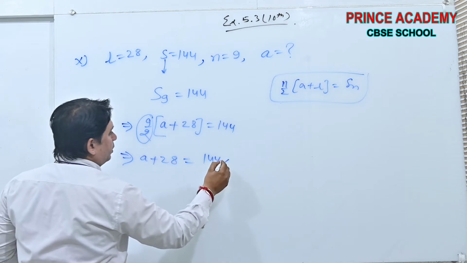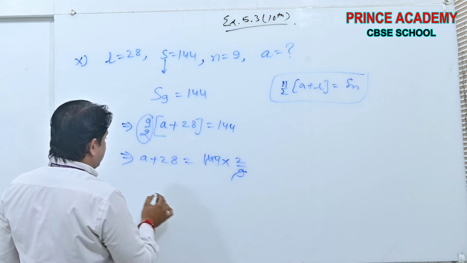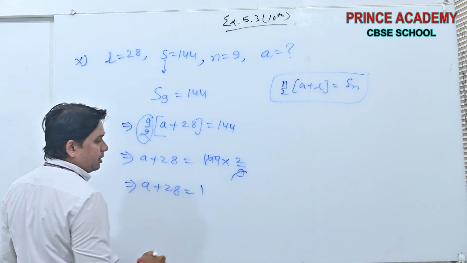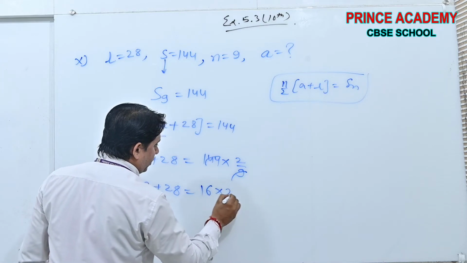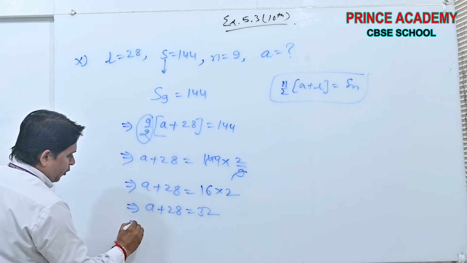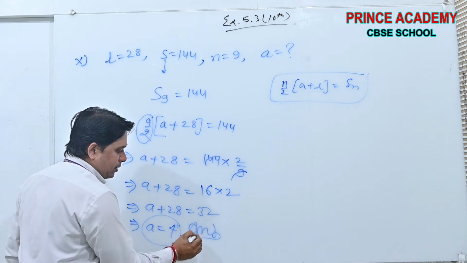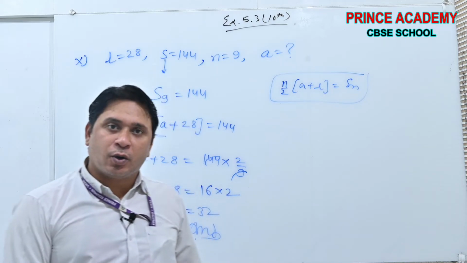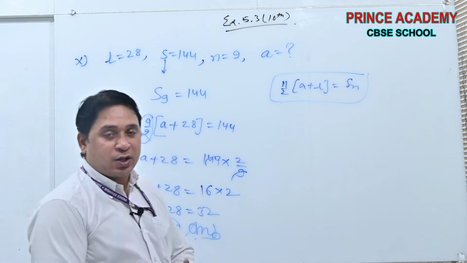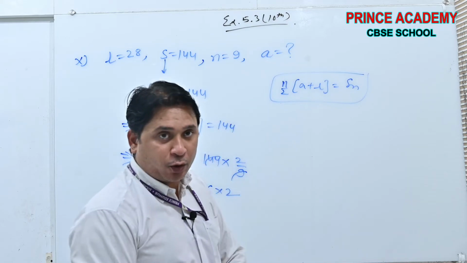Send 9 by 2 to that side. It will be 2 by 9. 9 cancels this. A plus 28 is equal to 144 by 9, which is 16, into 2. A plus 28 is 32. From here, A will be 4. Yes or no? A will be 4. Done beta? You got my point? Take the screenshot. Question number 3 is complete. We have completed question number 3.